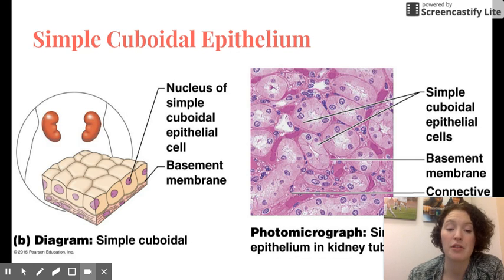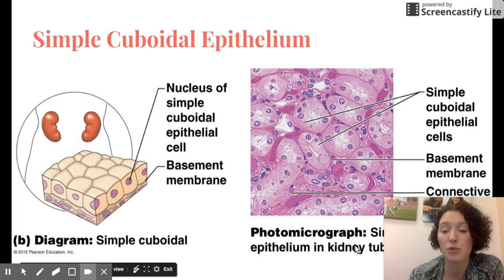Simple cuboidal epithelium. So again, a single layer of cuboidal cells. They're really common in glands, for example, like salivary glands. Here we have them in kidney tubules.